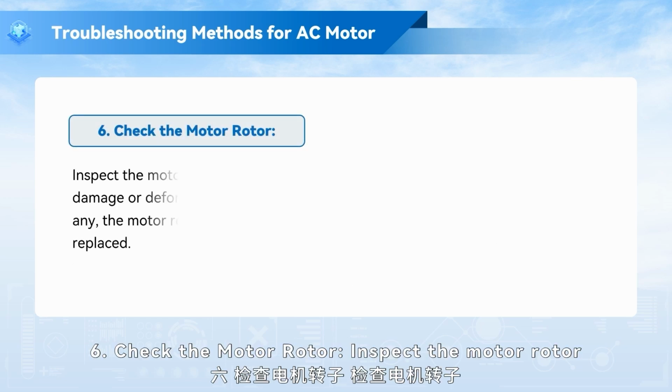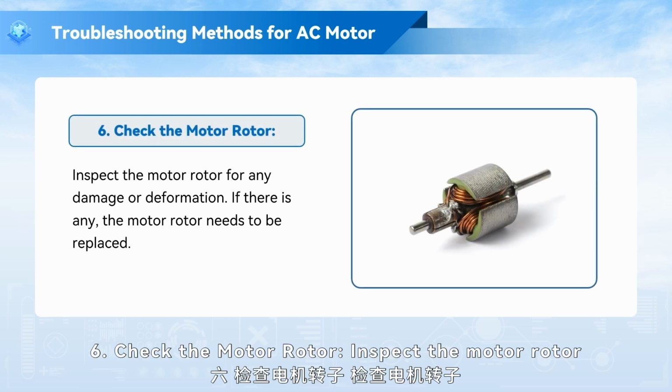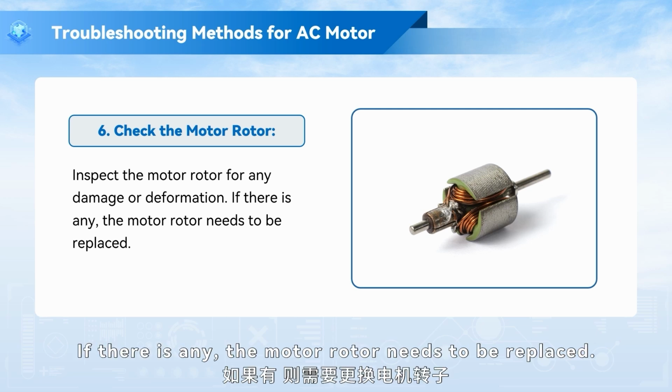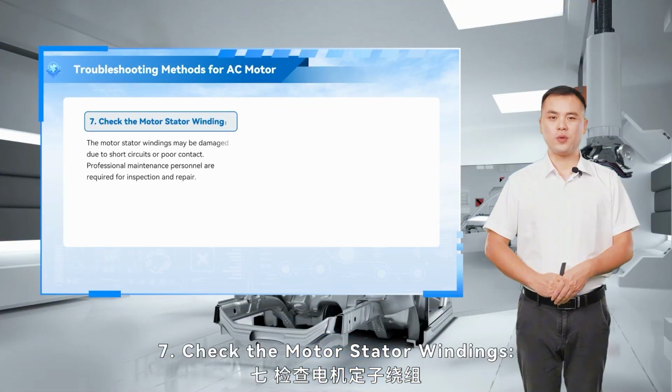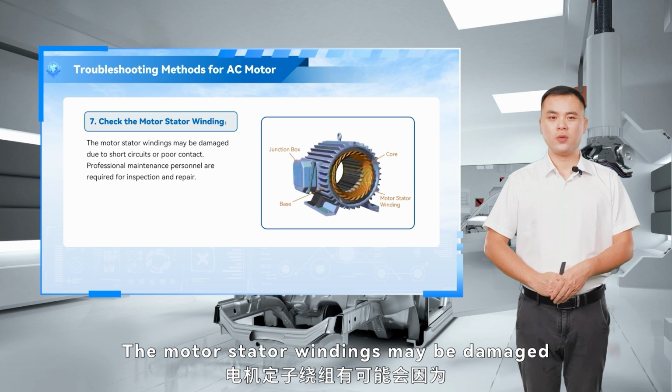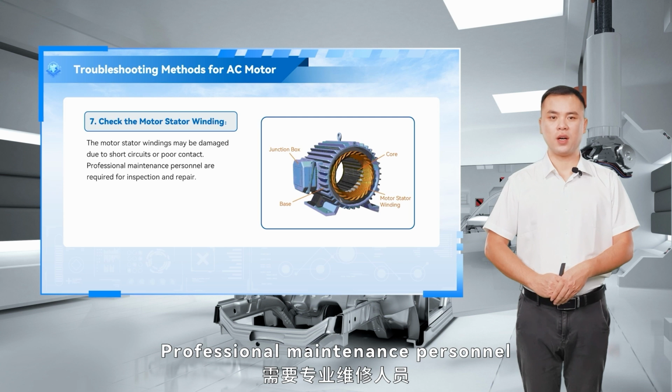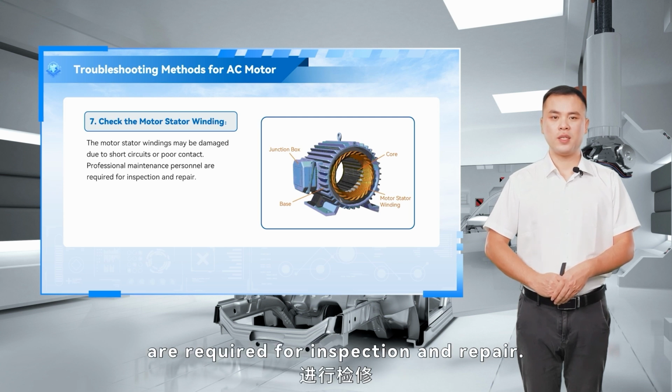6. Check the motor rotor. Inspect the motor rotor for any damage or deformation. If there is any, the motor rotor needs to be replaced. 7. Check the motor stator windings. The motor stator windings may be damaged due to short circuits or poor contact. Professional maintenance personnel are required for inspection and repair.